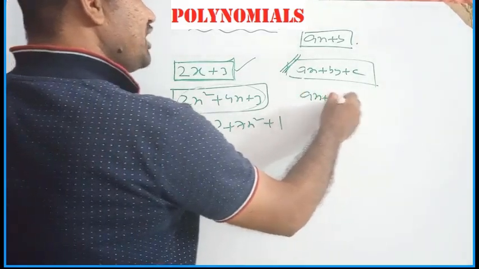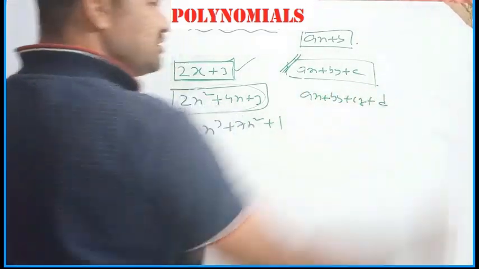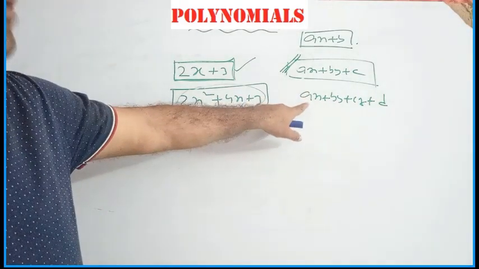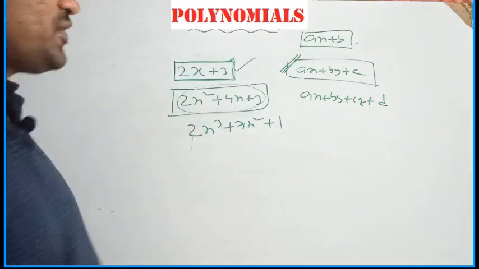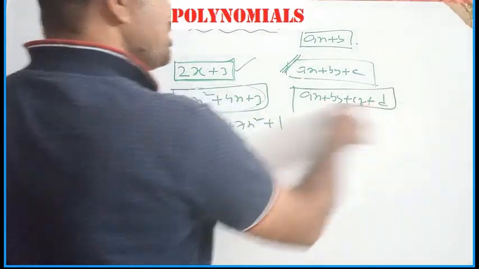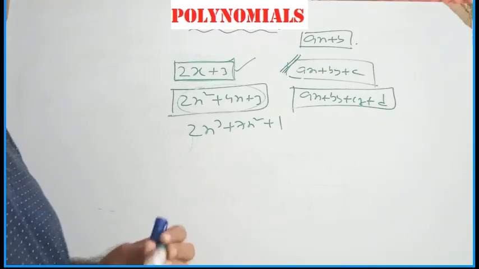Ax plus by plus cz plus d, some constant. This is the standard form of a linear polynomial involving three variables. This is about linear polynomial, meaning a polynomial with one degree is called a linear polynomial.